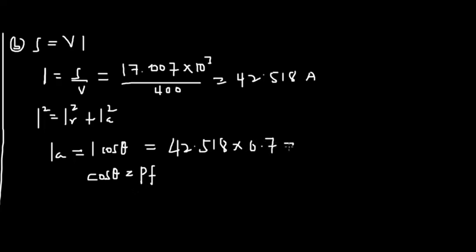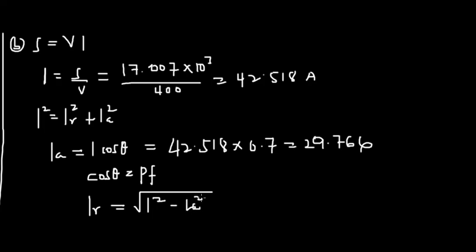So we have 0.7. When you punch this, you end up with 29.766. That's our apparent current. So now from here we could just use this formula to find out the reactive current. So we have I squared minus IA squared.